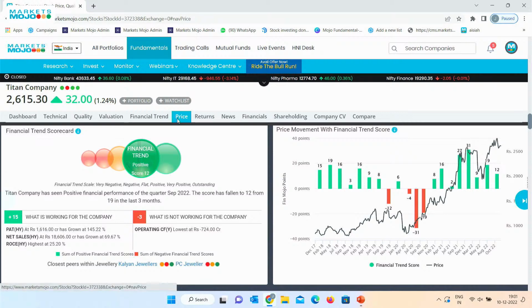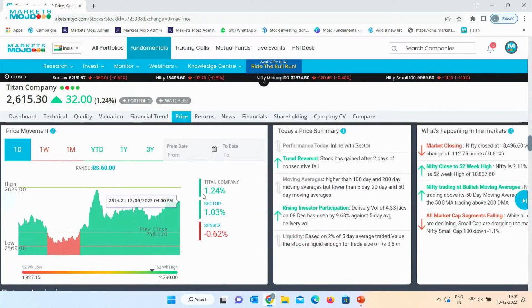Click on price. Okay. So if you see yesterday, the company was up by 1.2%. Sector was also up by 1%, whereas Sensex was down. So it has actually outperformed Sensex yesterday. You can look at the price summary. The stock has gained after 2 days of consecutive fall. Okay, you can see rising investor participation.